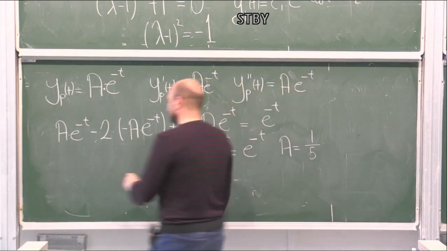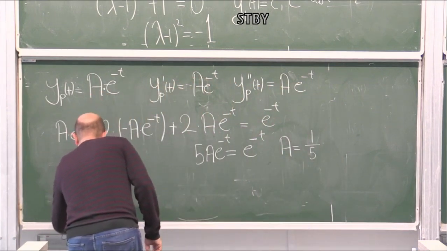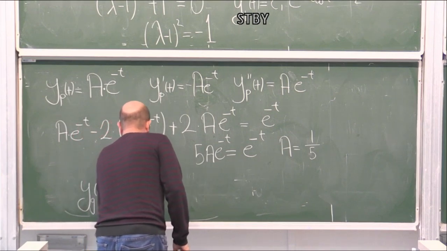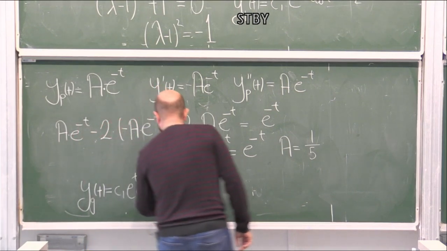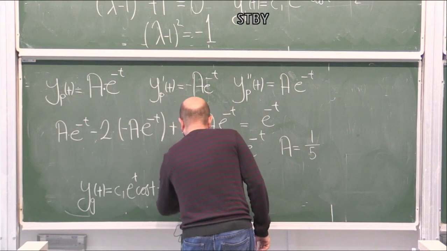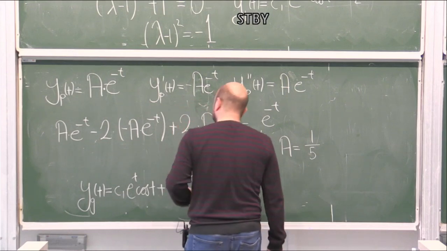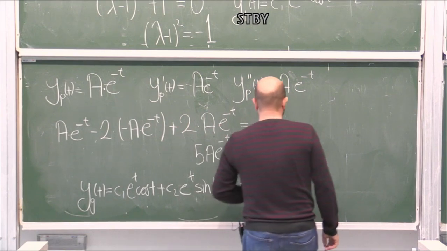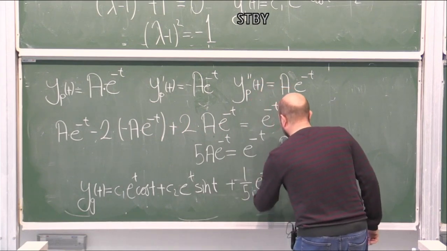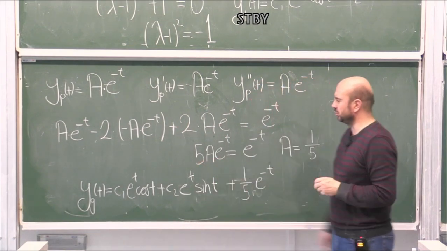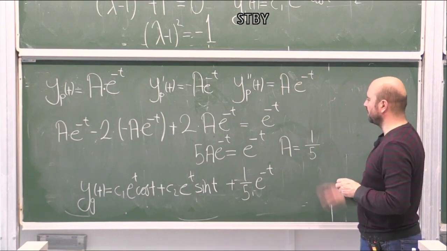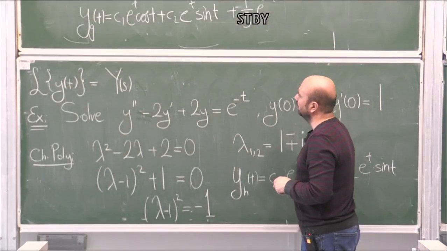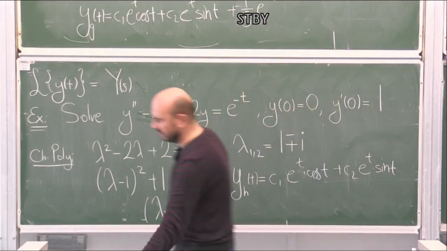So our general solution is then c1 e to the t cosine t, plus c2 e to the t sine t, plus 1 over 5 e to the negative t. So we found the general solution now. What I'm going to do is plug in the initial conditions. Okay, so the initial conditions.